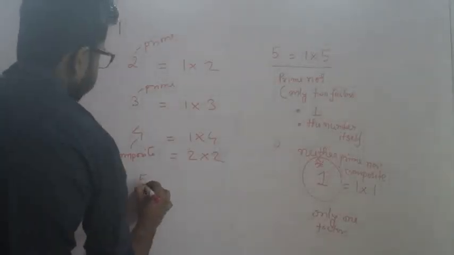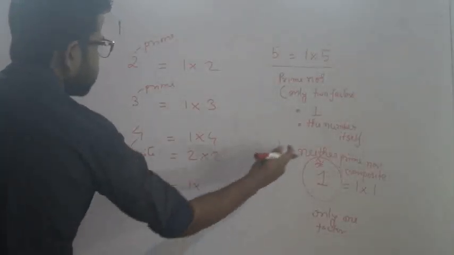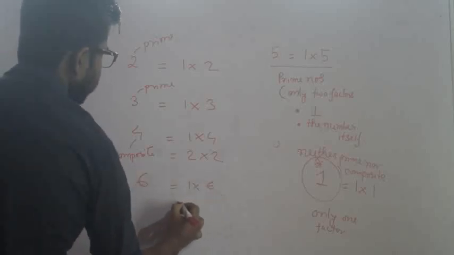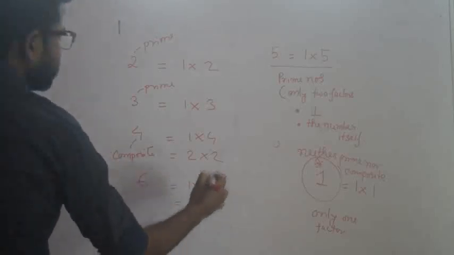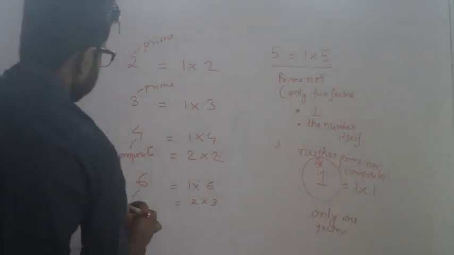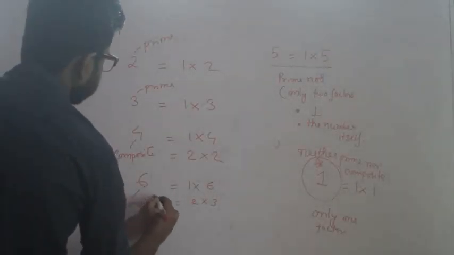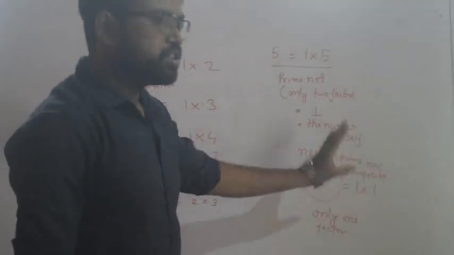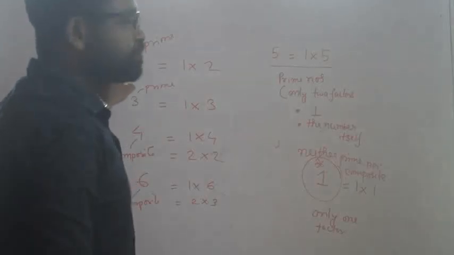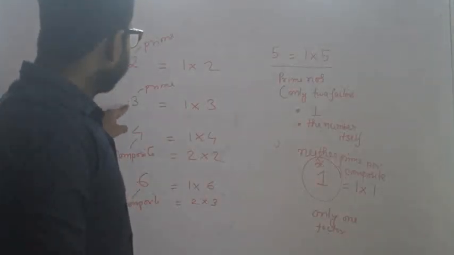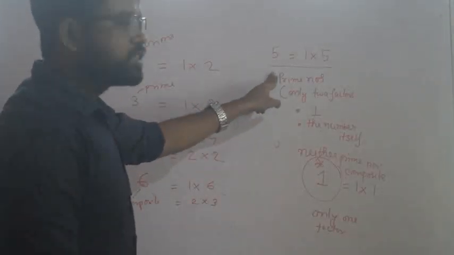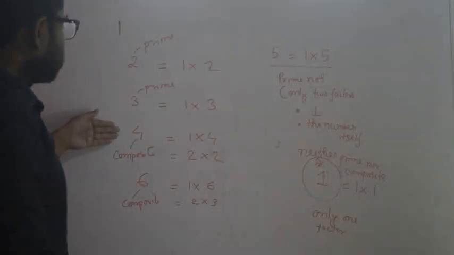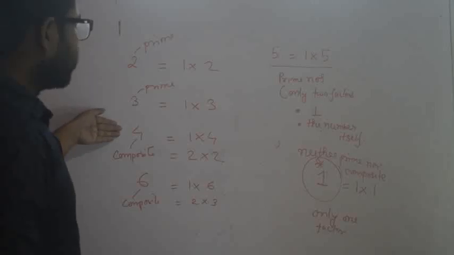Next 5. 5 already we have considered. 6, 1 into 6 and 2 into 3. So it has more than 2 factors. So 6 is also composite. Now if you look from the starting, 1 is neither prime nor composite, so it's unique. Next 2 is the first prime number. 3, then 5, these are all prime numbers. Now look at 4. The first composite number that we are getting is 4.